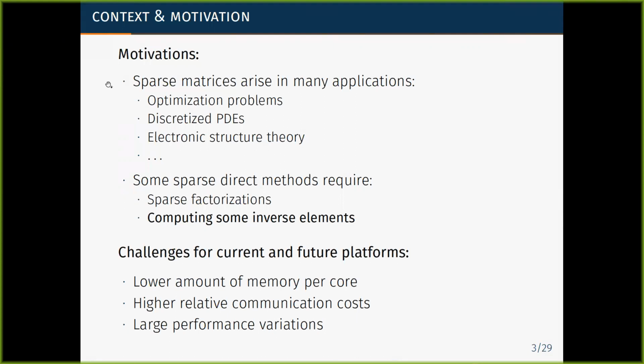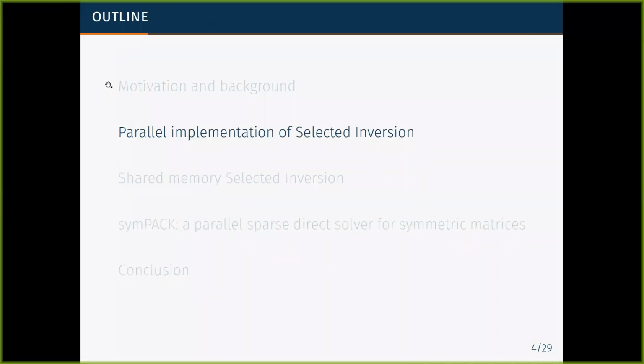So what's the challenge on modern platforms? We have a rather modest amount of memory per core. The communication costs are getting relatively high compared to the computation costs. And also on large parallel distributed memory platforms, we can observe large performance variations. So we have to have these three things in mind when implementing our algorithms.